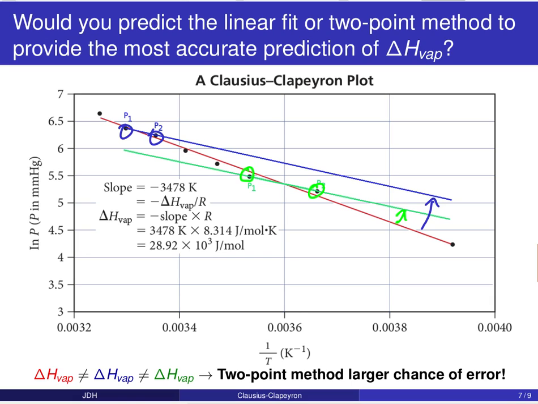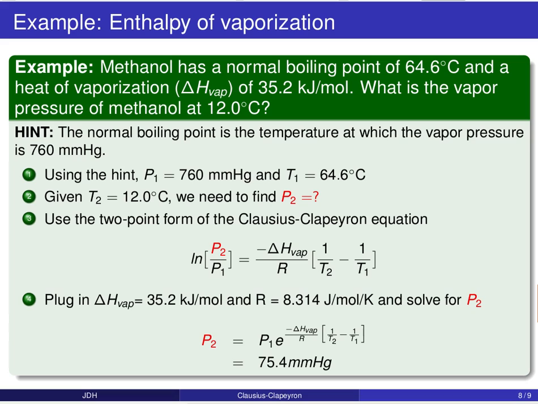However, in the context of solving some basic problems, we can do a pretty good job using the 2-point form. Okay, so to see how to do this, let's consider a final example here using the 2-point form of the Clausius-Clapeyron equation to make a simple prediction. In this example, we're told that we have methanol, and it has a normal boiling point of about 64 degrees Celsius and a heat of vaporization of 35.2 kilojoules per mole.